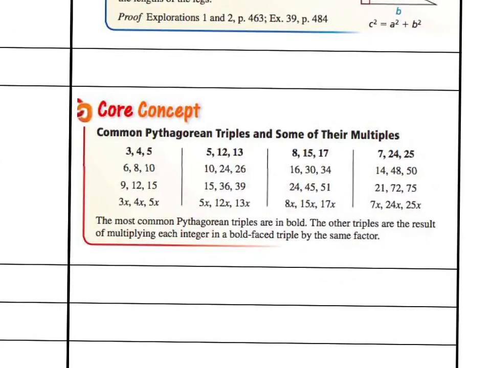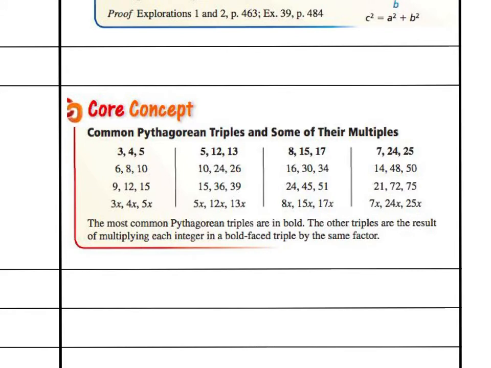Here's a core concept. It's just showing you some common Pythagorean triples and their multiples. So the most common Pythagorean triples are these ones bolded on the top: 3, 4, 5; 5, 12, 13; 8, 15, 17; and 7, 24, 25. And then any set of three whole numbers that are all multiples of these very common triples will also work to create right triangles. That's all this statement is saying.